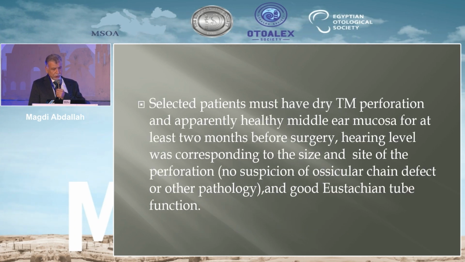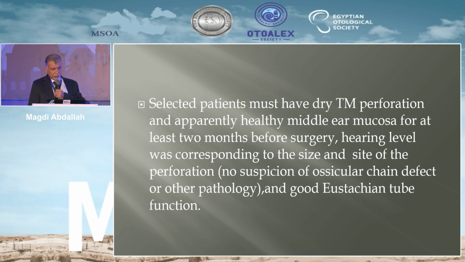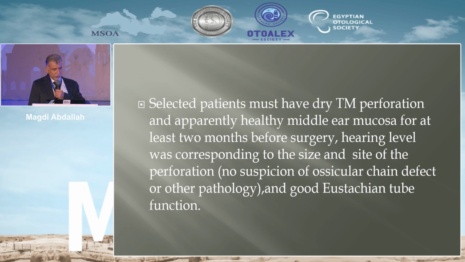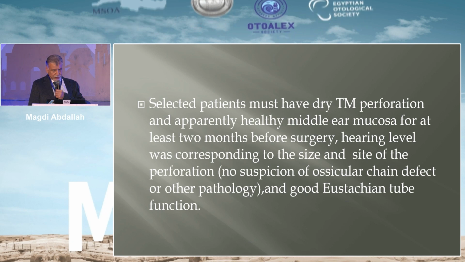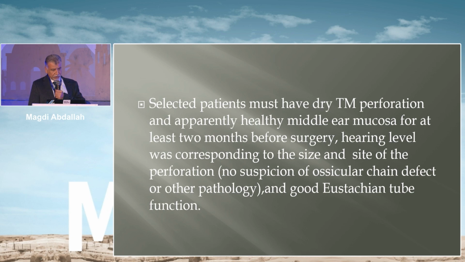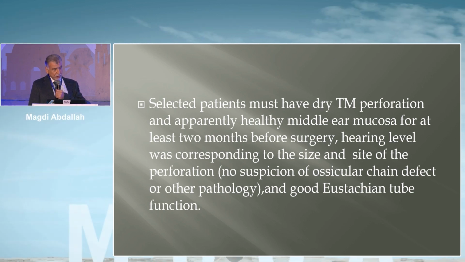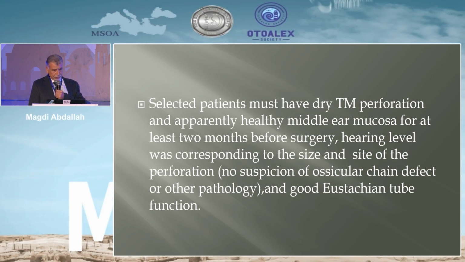The selected patient must have a dry tympanic membrane perforation with healthy middle ear mucosa for at least 2 months before surgery. Hearing level was corresponding to the size and site of the perforation, with no suspicion of an ossicular chain defect or other pathology, and good Eustachian tube function.